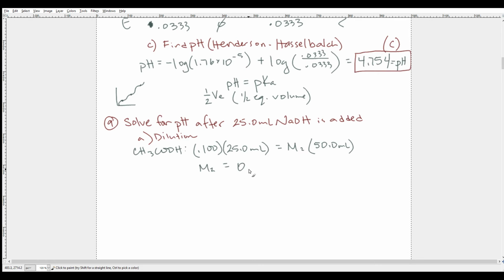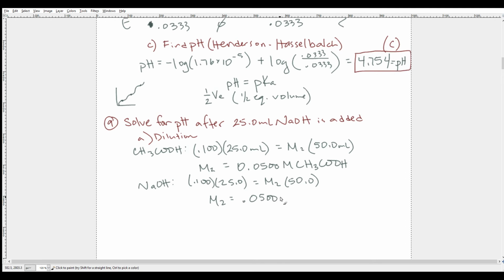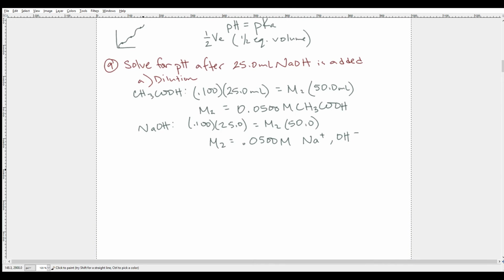So M2 is equal to 0.0500 molarity acetic acid, which I don't split into its ions because it's a weak substance. However, this one is strong, so I can write out the ion concentration. Oh, would you look at that? The concentrations are equal to each other. Interesting. Okay, now we're going to set up an ice chart. I promise this is going to get different in a second, so please don't leave me.